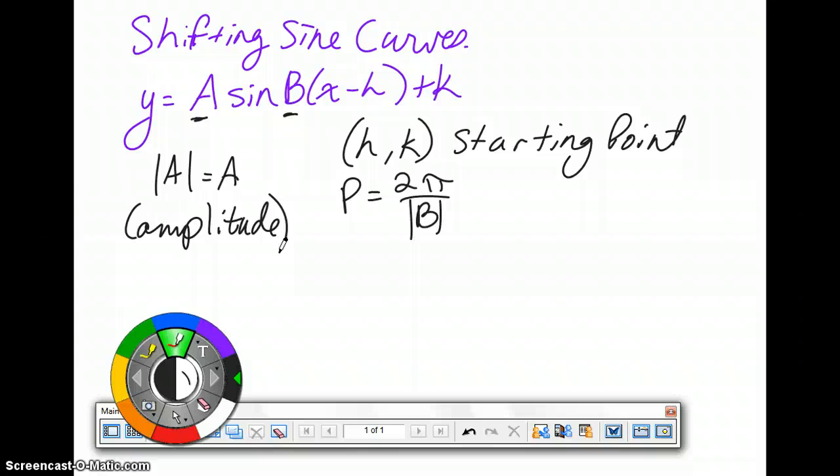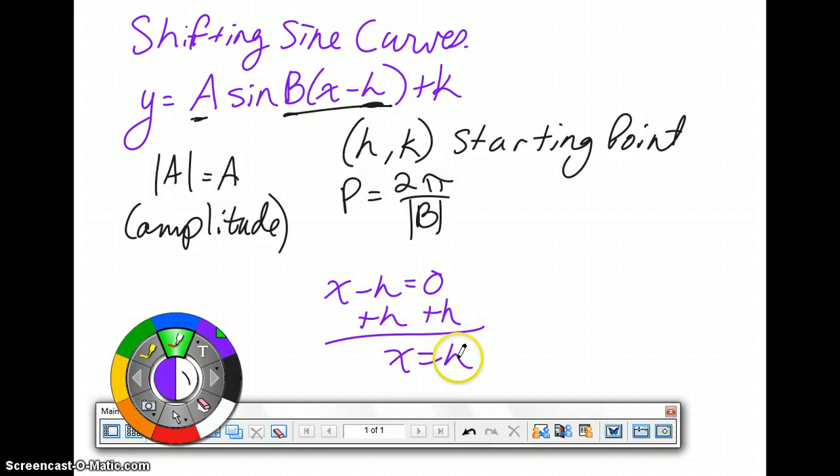Okay. If it's written in this form, things get really simple because you can just take the opposite value of the h. But why does that happen? Well, when you take the opposite value of the h, you're actually doing x minus h equals 0. So you end up adding h to both sides, and then you get the true value of h, okay? So true h value, rather than a disguised h value up here.